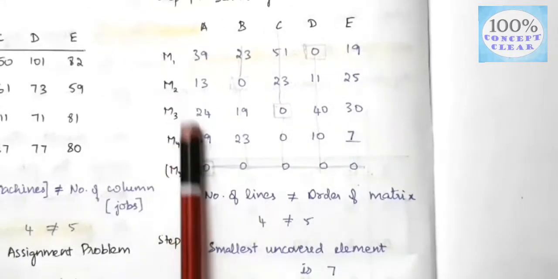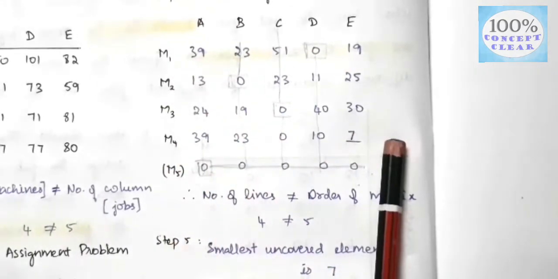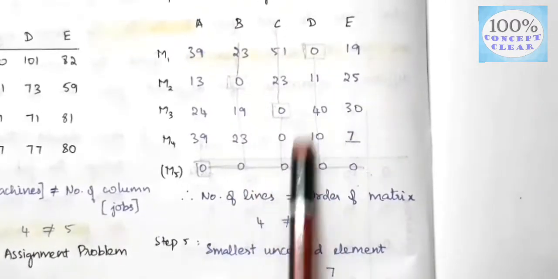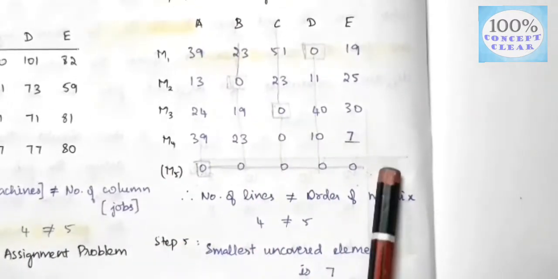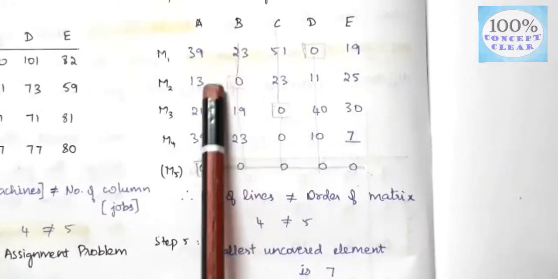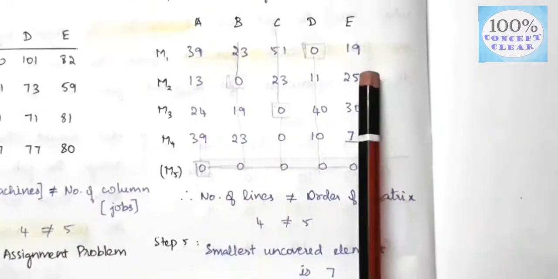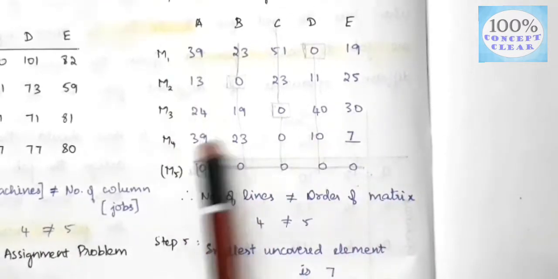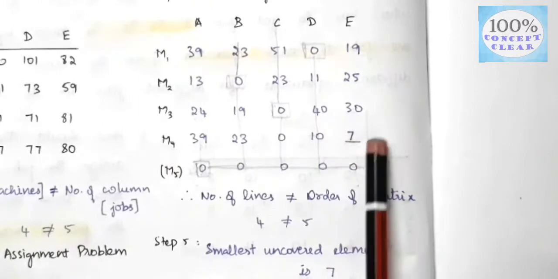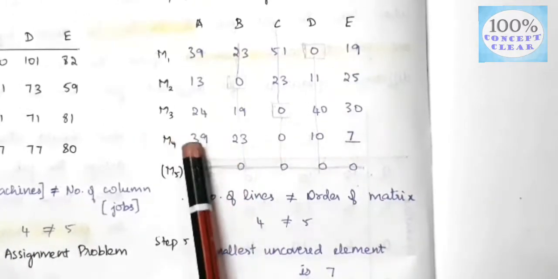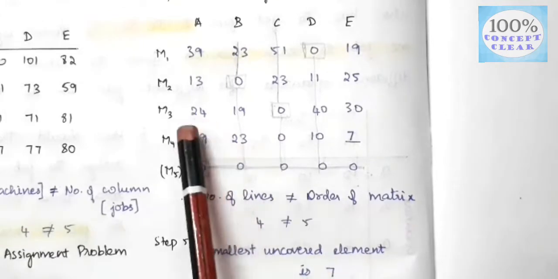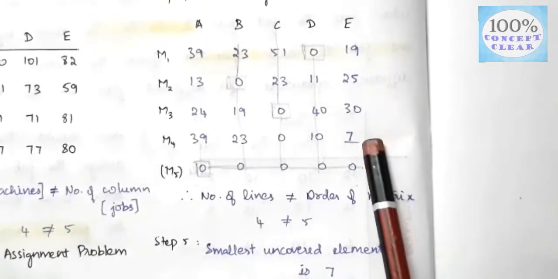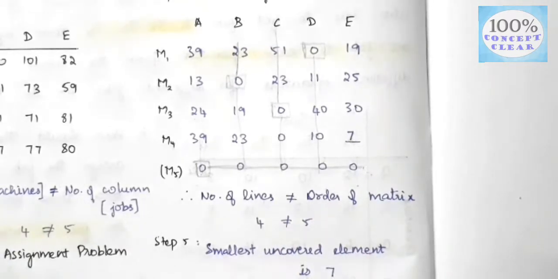These 8 elements are the elements where no lines are crossed. See, the second, third and fourth column have lines, and also the last row has a line. Only 39, 13, 24, 39 and 19, 25, 30 and 7 have no lines. So these are the uncovered elements. From these 8 elements we should find the least uncovered element. Which is the least value from these 8 elements? It is 7. So the least uncovered element is 7.